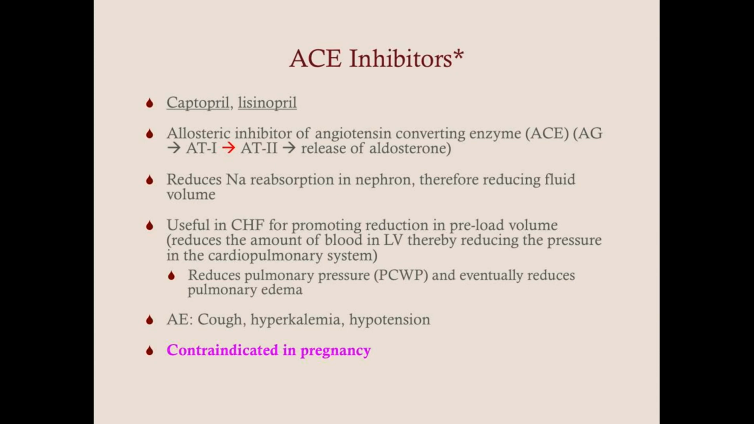So this angiotensin converting enzyme converts angiotensin 1 to angiotensin 2. If we block that step, then we're going to inhibit the release of aldosterone. And that's going to reduce sodium reabsorption in the nephron. Because we reduce sodium reabsorption, we reduce fluid absorption, and thus will decrease our volume state. Because we decrease our volume state, we will reduce our preload volume, which is the amount of blood in the left ventricle before systole. So by nature, because we've reduced the amount of blood in the cardiopulmonary system, we will reduce the pulmonary pressure, and that's going to alleviate our pulmonary edema.